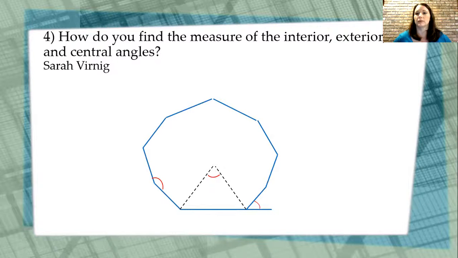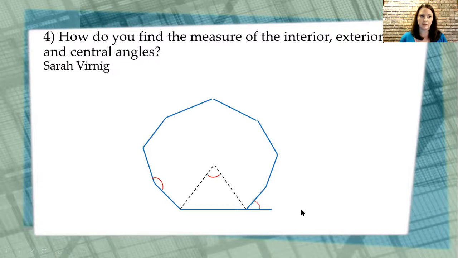Now exterior, we can kind of think of the same way. Exterior is going to be outside. So an exterior angle is the angle between any side of a shape and a line extended from the next side. So that would be down here. We have an angle outside of the shape.